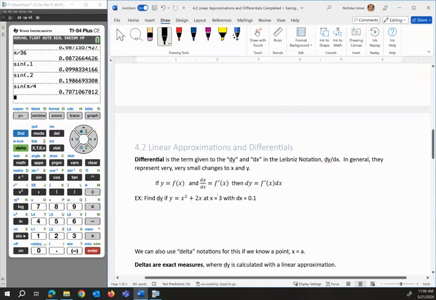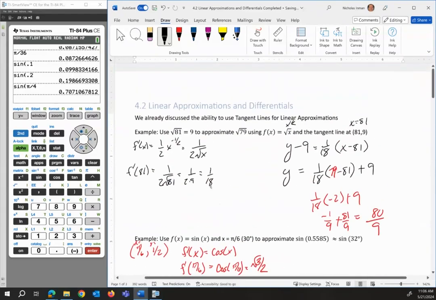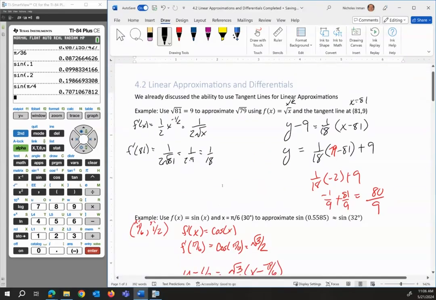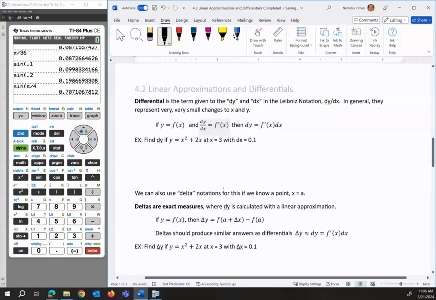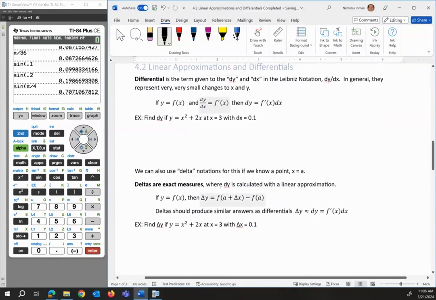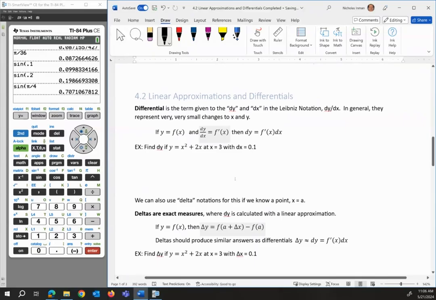All right, so great. Linear approximations, I hope that we are okay with that. Make a tangent line, and then plug in a number really close to where you made your tangent line, and you should get a really close answer to it. Okay. Now, this leads to kind of the next general idea, this thing called a differential and a delta.